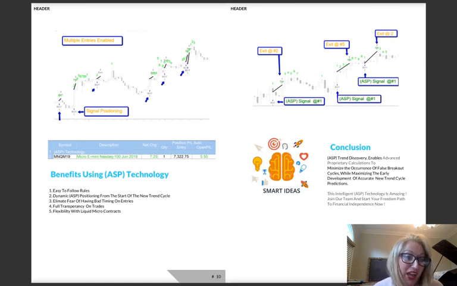All right, so number 3, eliminate fear of having bad timing on entries. And number 4 is full transparency on trades. And number 5 is flexibility with liquid micro contracts. So in conclusion, ASP, auto signal positioning, trend discovery enables advanced proprietary calculations to minimize the occurrence of false breakout cycles, while maximizing the early development of accurate new trend cycle predictions. This intelligent ASP technology, it's amazing.